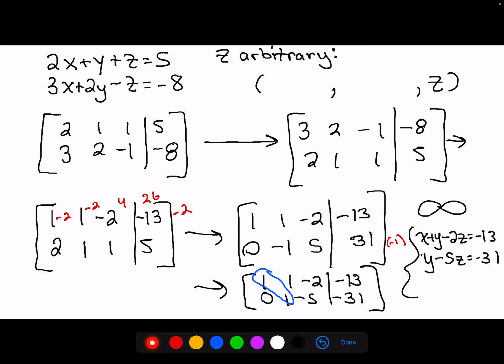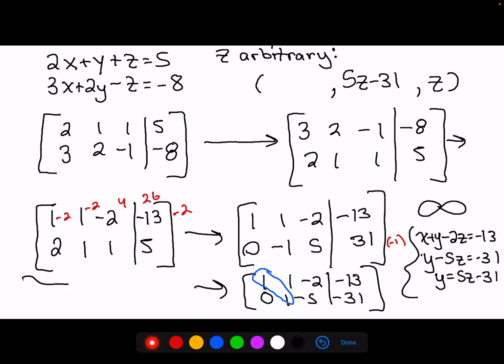Well, we can take the y minus 5z equals negative 31, and we can move the 5z over, so that y is 5z minus 31. And we're going to write that in the spot where the y would go in the ordered triple. So it's an expression for y in terms of z. And let's see, we could take the first equation and substitute that 5z minus 31 into it.